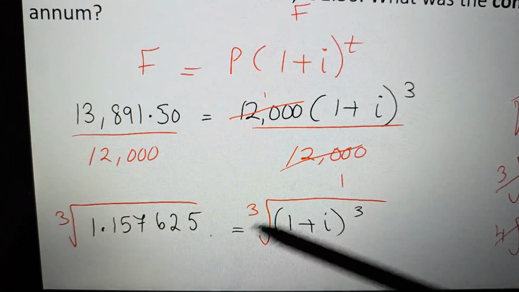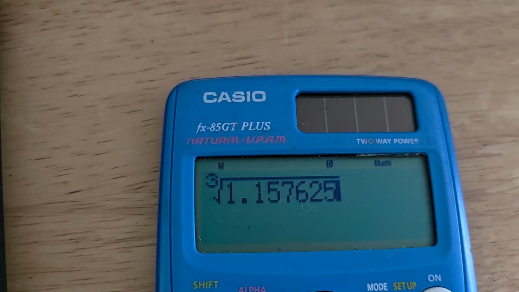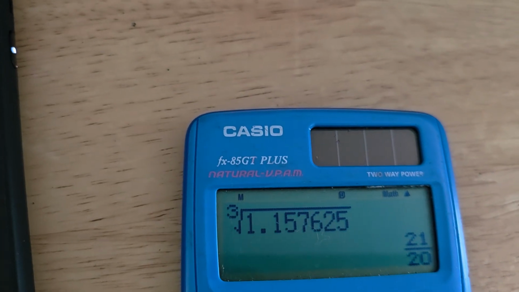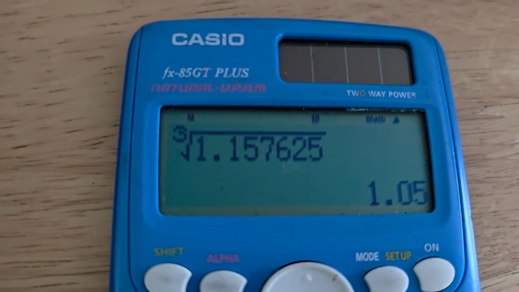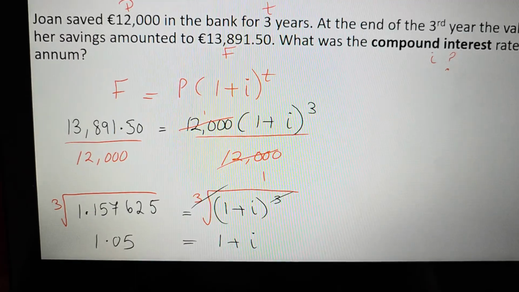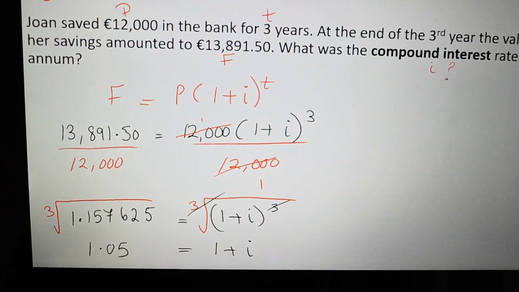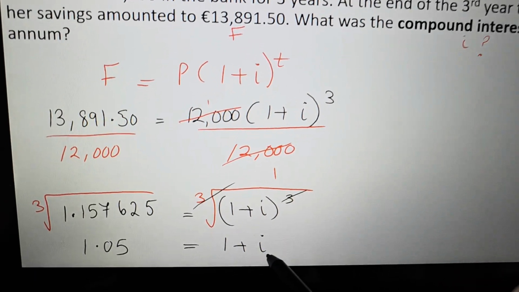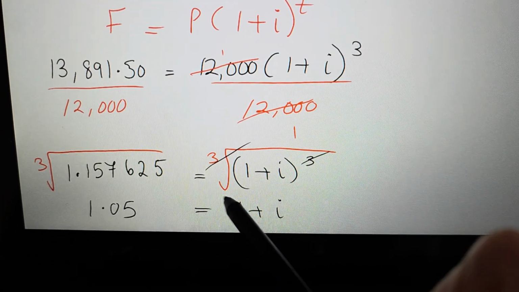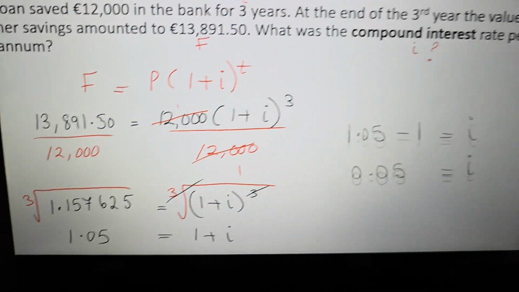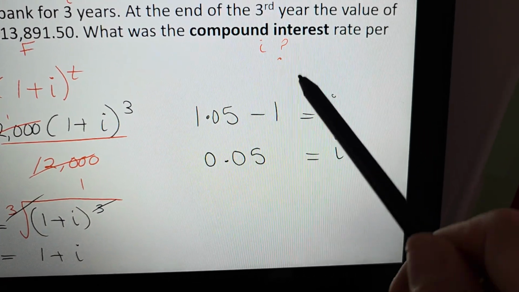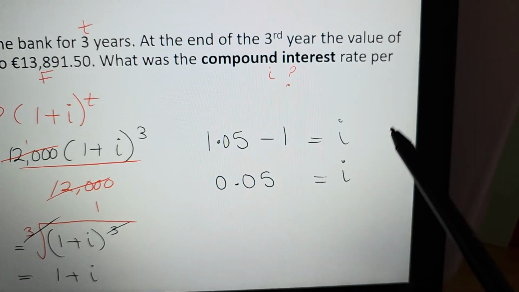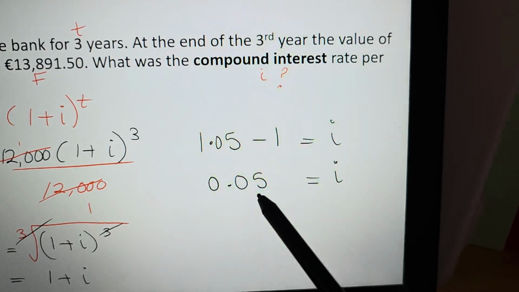You can then put this into your calculator. So the cube root of 1.157625 equals 1.05 as a decimal. Okay, so now I have 1 plus I is equivalent to 1.05, and I want to get I on its own. So bring the 1 over and subtract it. 1.05 take away 1 leaves you with 0.05. That is now your interest rate as a decimal.